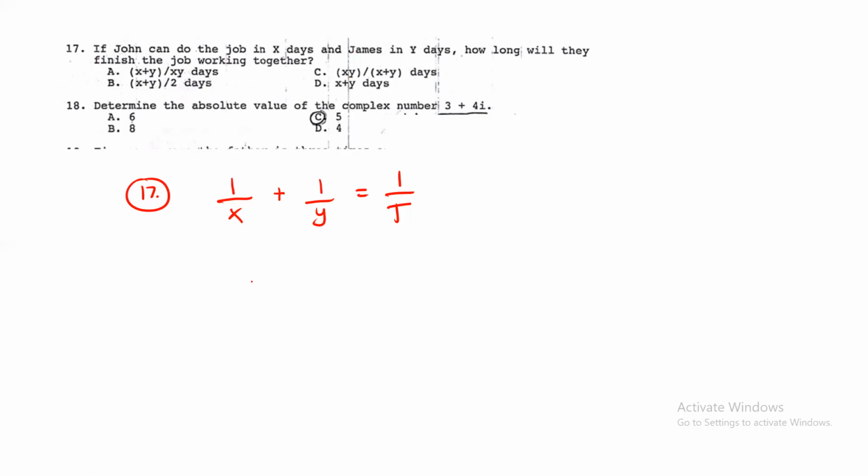So, XY. Then, matitira dito is XY divided by X is Y, times 1 is Y. Plus ito naman is XY divided by Y is X, times 1 is X. So, is equals to 1 over total. So, kapag nireciprocal natin, magiging total is equals to XY over X plus Y. So, ito na yung sagot.